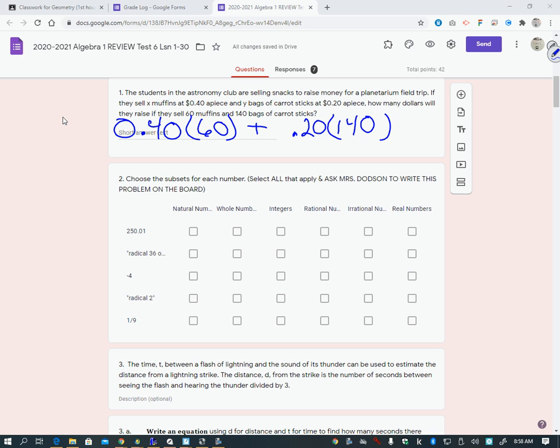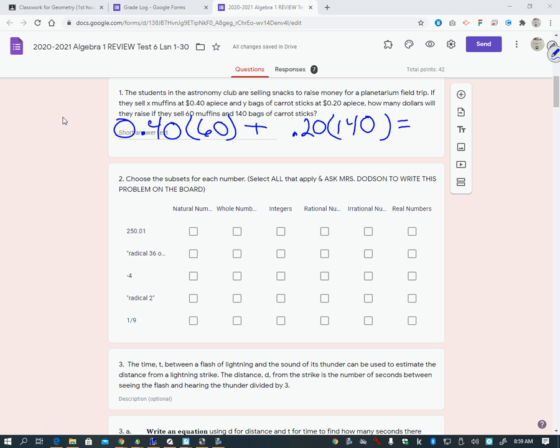Should add them. Right? Okay, now I'm multiplying the 40 cents times the 60 because for every muffin I sell, I get 40 cents. So it's a lot easier to take 40 cents and multiply it by 60 than to add 40 cents 60 times, even though it's the same thing. Okay? All right. But we want to add the totals together, not multiply them. Okay, that's going to give you a drastically different answer. Okay, so 0.4 times 60 plus 0.2 times 140. Okay, it should get a total of $52.